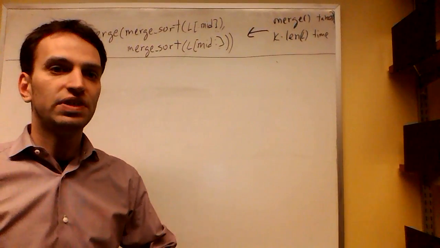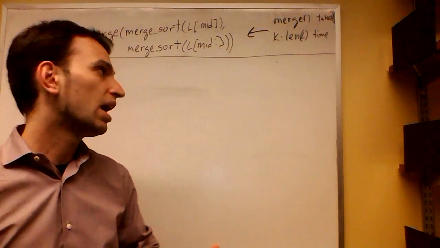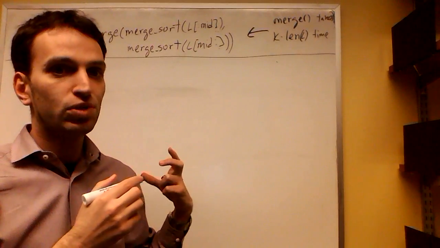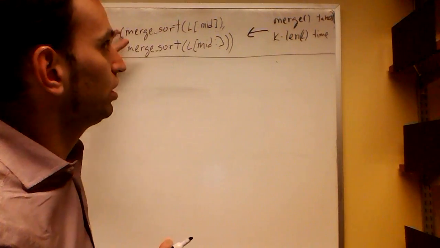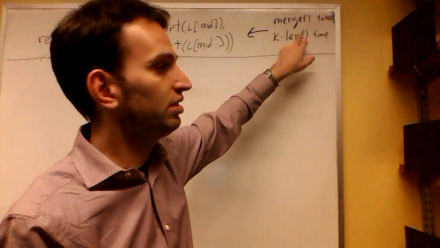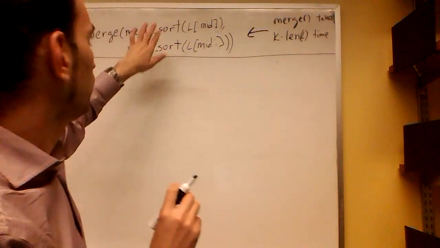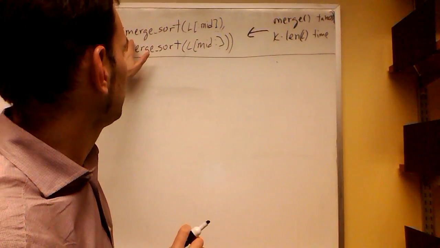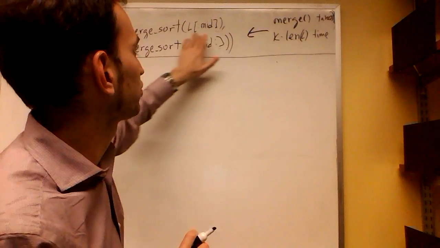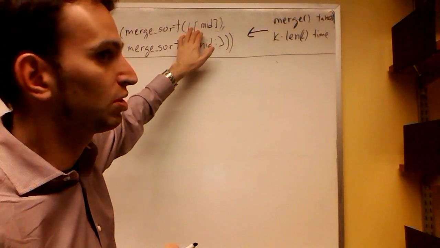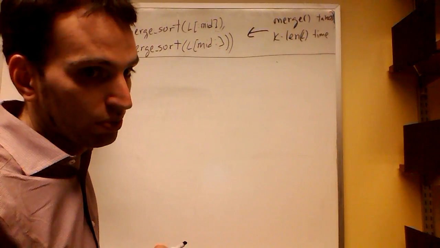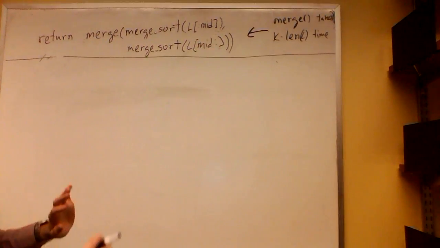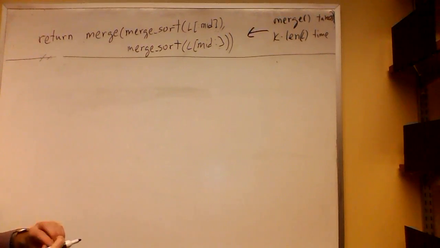So in this video, I want to continue talking about the runtime complexity of merge sort. And what we figured out is that this call to merge is going to take k times the length of L time, for some constant k. That's not including the time that it takes to actually compute merge sort of L from the beginning up to mid. And to compute this thing, that's just the call to merge. So with that said, let's try to draw the call tree for merge sort.